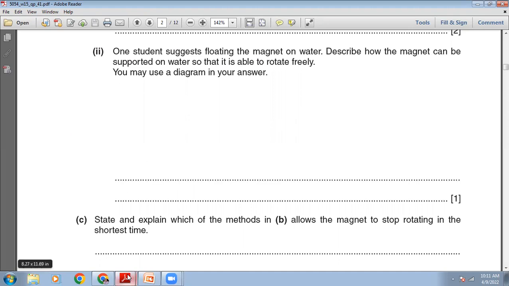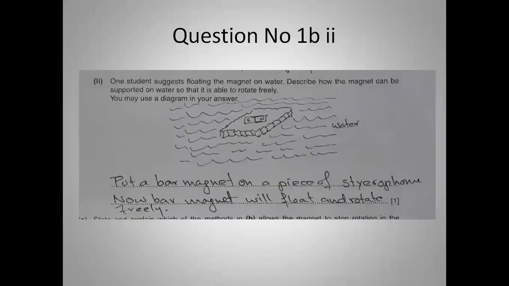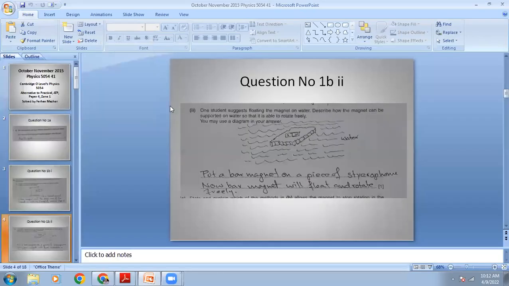of the earth. Okay, so let me show you my answer, and then we will check from there. So one student, okay, put a bar magnet on a piece of styrofoam. Now the bar magnet will float and rotate freely in the water. So that is our answer. So you can see this diagram. I have shown water, and this is a piece of styrofoam, and the styrofoam has a bar magnet. Okay, so you can see this question. I hope you understand how to write this answer. And let's have a look at the marking scheme.